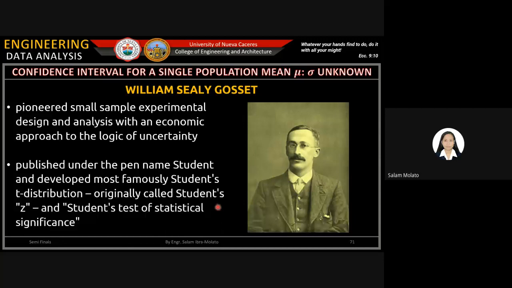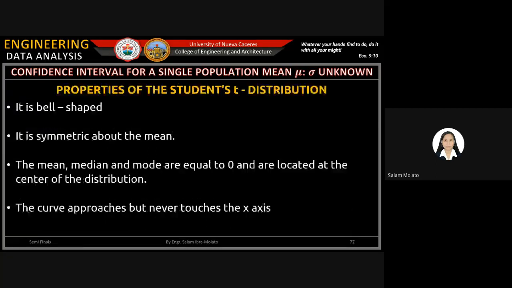So, before we have what we call the Z statistics. But now we will discuss, we will use the T statistics. We're using T score. So, before we use Z score, no? But now we will use the T score. So you will understand later when do we use Z score and when do we use the T score or the T distribution. Okay? All right.